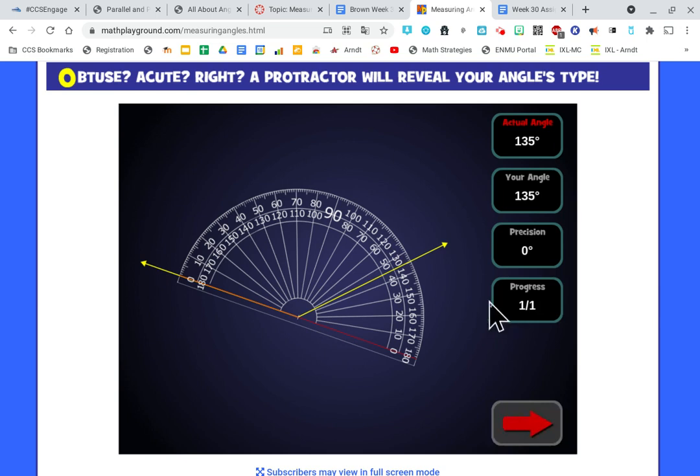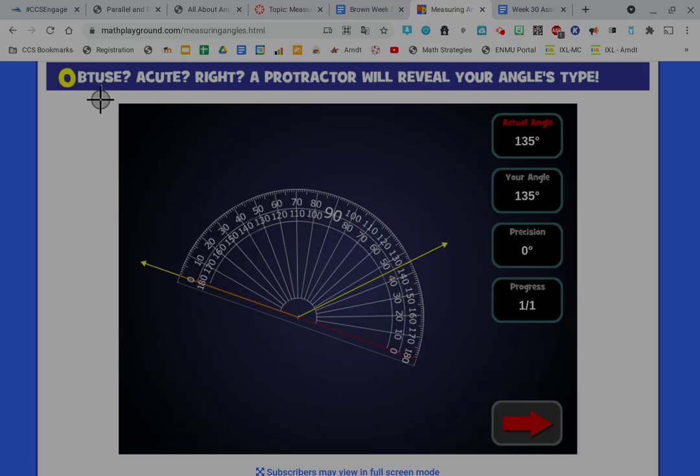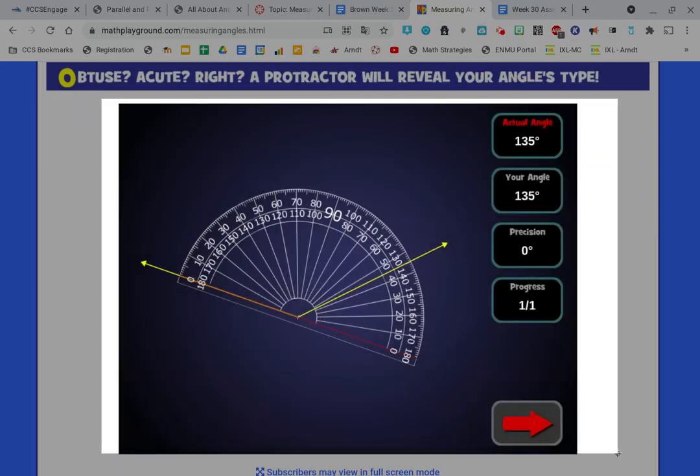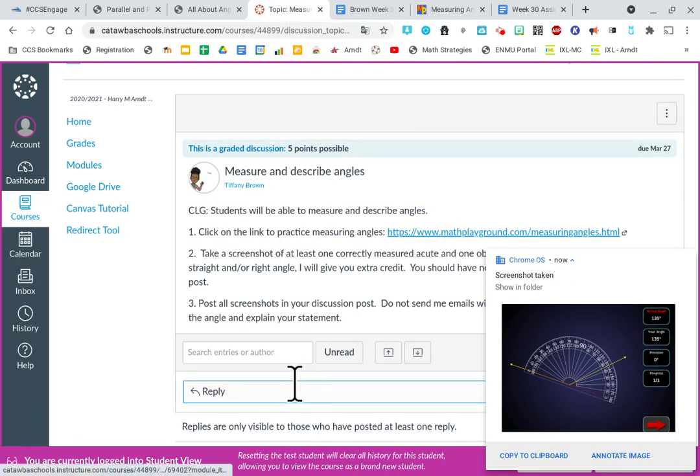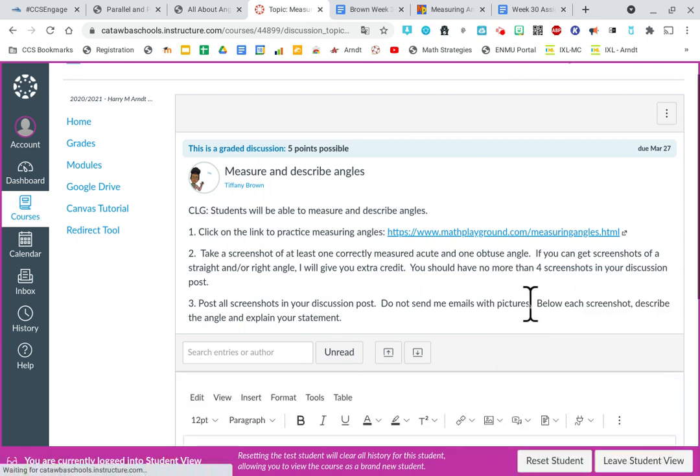So you're going to need a screenshot of at least one obtuse, one acute, and if you can get it, a right angle and a straight angle. So I'm going to go ahead and take my screenshot. I'm going to hit Control Shift Switch key, and then I'm going to take a screenshot of that. And that's in my downloads. Now I'm going to go to my Canvas assignment, and I'm going to post my reply.